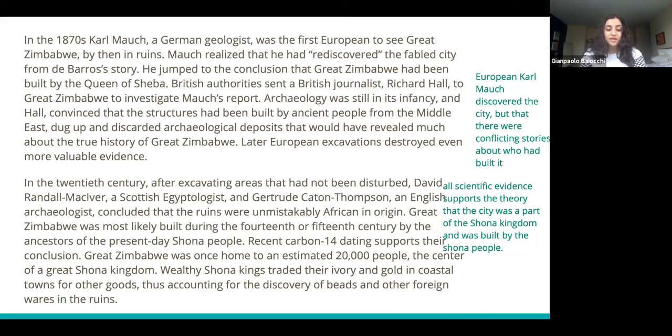Next is cause and effect. In the first paragraph on the slide, the cause was the numerous European excavations, and the effect was a lot of valuable evidence being destroyed. Both the cause and effects are represented in the last sentence of that paragraph.